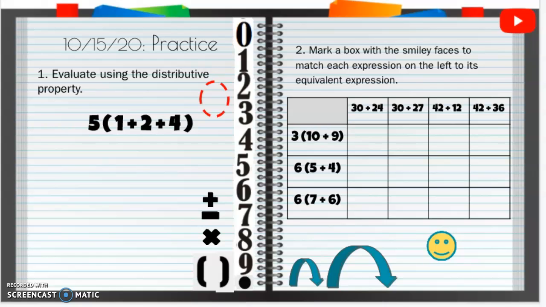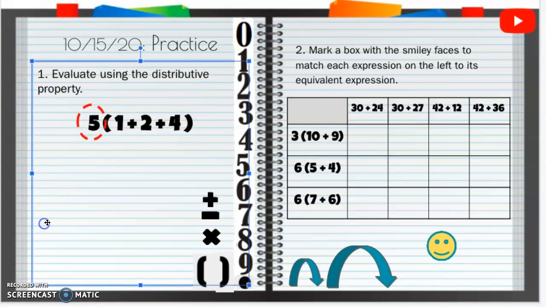October 15th, 2020 practice. Number 1, evaluate or solve using the distributive property. Yay, we know how to do this. All right, so we are going to, first of all, circle the number in front of the parentheses. We know how to do that. So we're going to circle that 5. That 5 is in front of the parentheses.